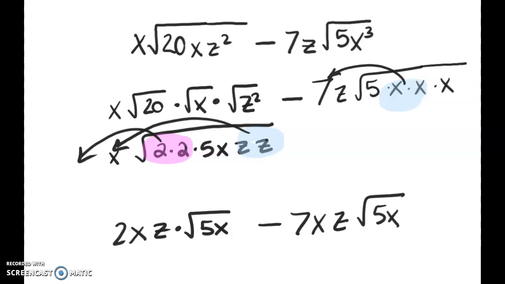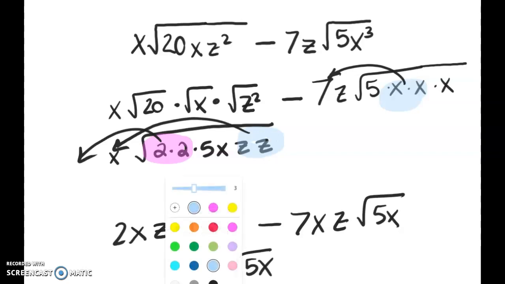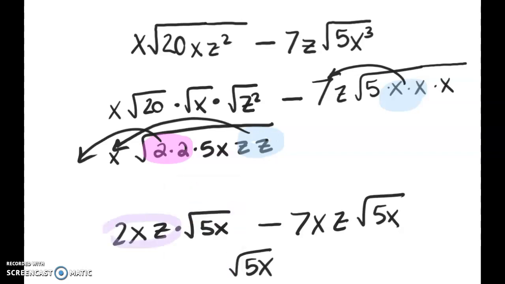So now I have the same radicand and I have the same index. So I can rewrite that, and then I add or subtract, in this case subtract 2xz minus 7xz. The 2 minus 7 would be 5, negative 5xz. So it's kind of like combining like terms. And so that would be my answer to that type of problem.